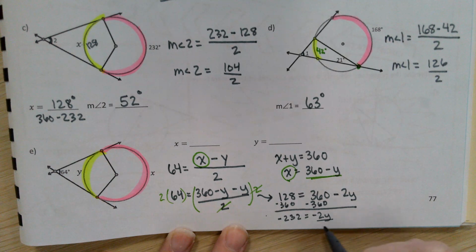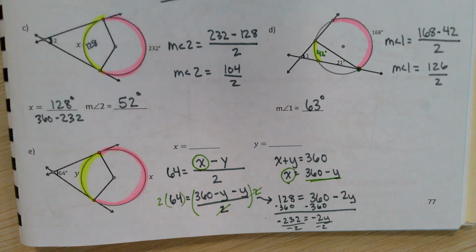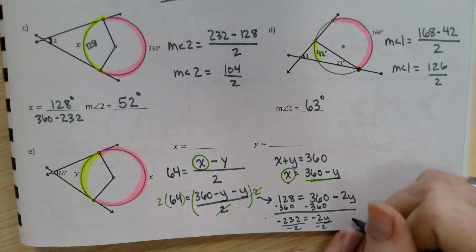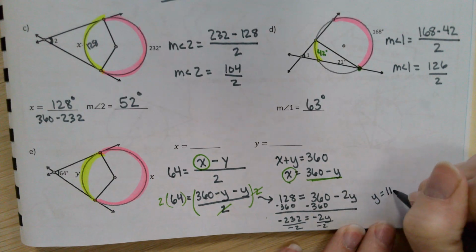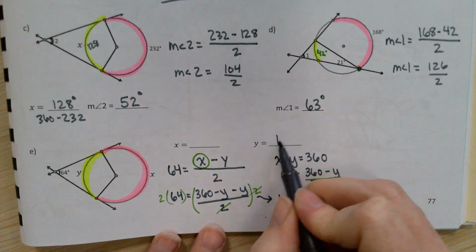So to finish out my solving, sorry I'm so close to the end of the page, we're going to divide both sides by negative 2. And that gives me y equal to 116.